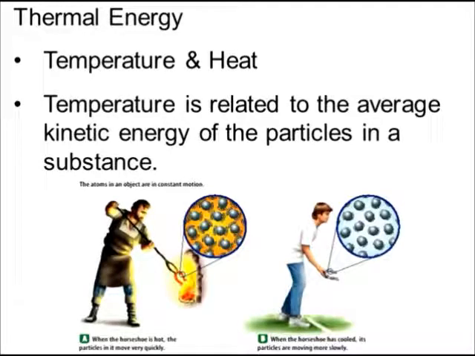Here's an example. You've got a horseshoe that's really hot. The particles are moving very, very quickly, so quickly that they give off light. They glow red. Whereas you've got a horseshoe here that's cooled off. It's still moving, but not moving fast enough to give off light energy. So that's the temperature there.